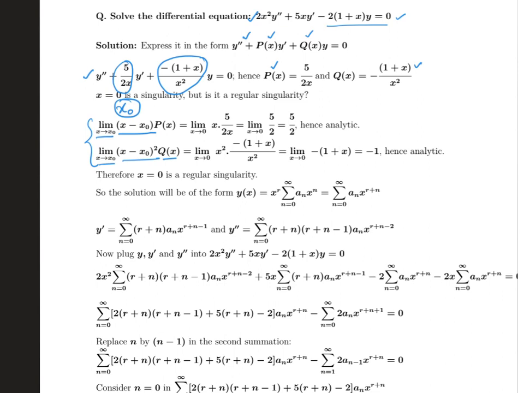The point in question, x naught, is actually equal to 0, right? So the limit as x approaches 0 of (x minus x naught), which is x minus 0, just x, times p of x. We just found p of x to be 5 over 2x. If I take the limit of it as x goes to 0, it is 5 over 2. All right. If the limit exists at a point, we call it an analytic point. What does the word analytic mean? It means that it has a derivative in the complex plane. That's what it means, okay?